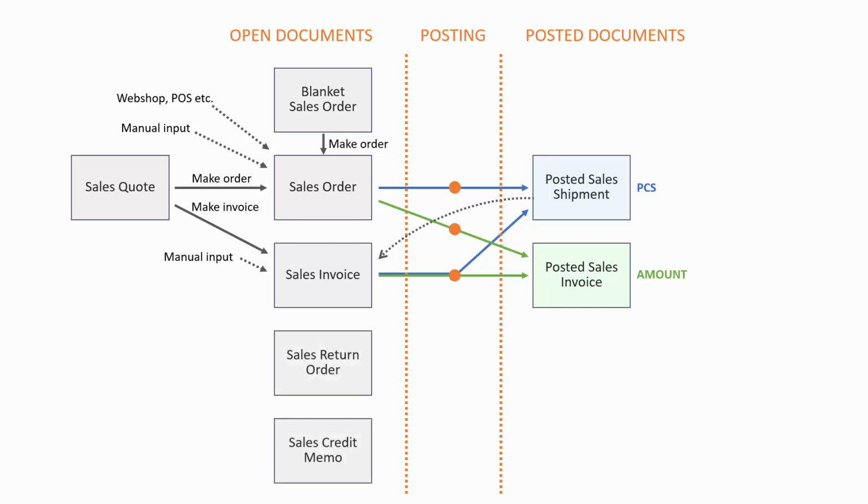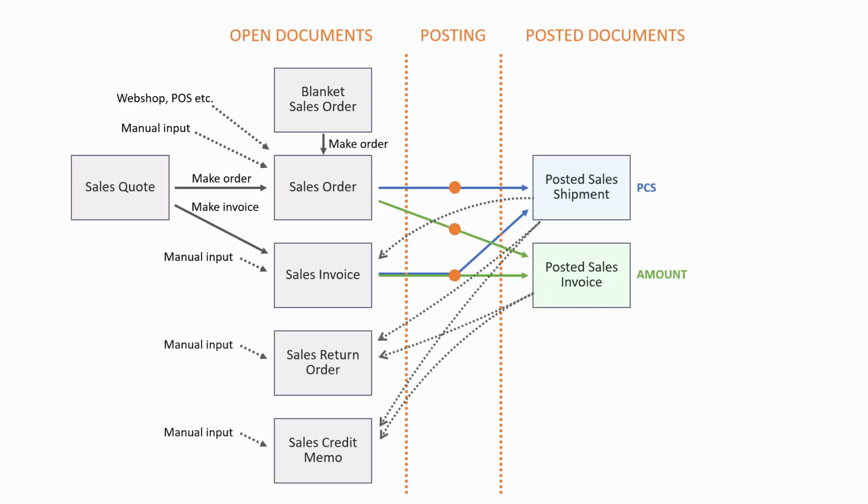The sales return order and the sales credit memo have the same functionality as the sales order and invoice, except the other way around. So the posted return order also has to do with the ability to post shipment and or receipt and invoicing in 2 steps, whereas the credit memo is posting in 1 step.